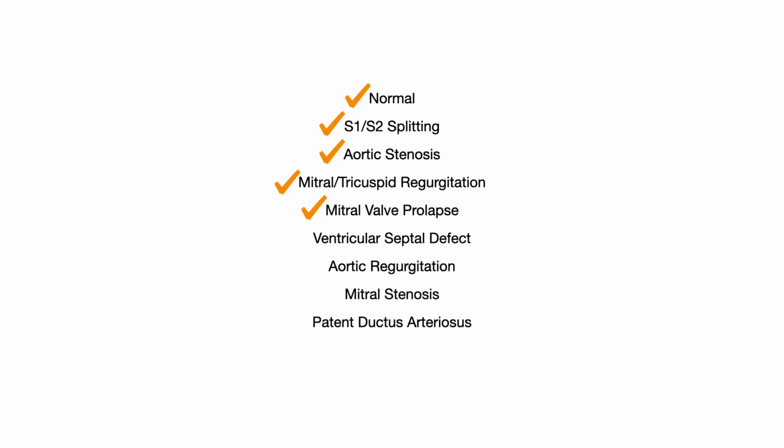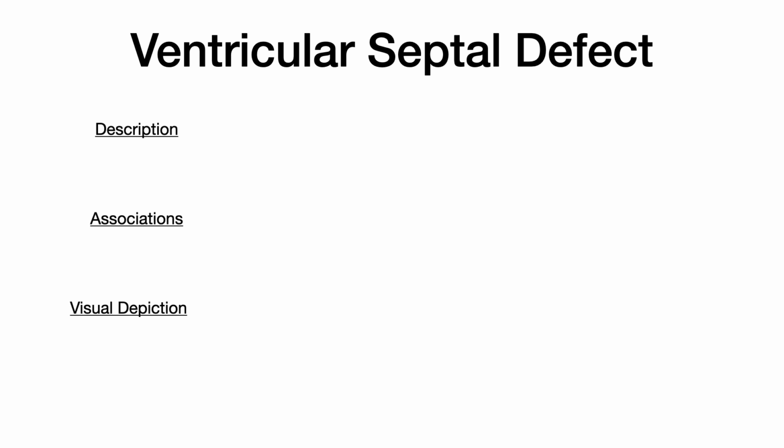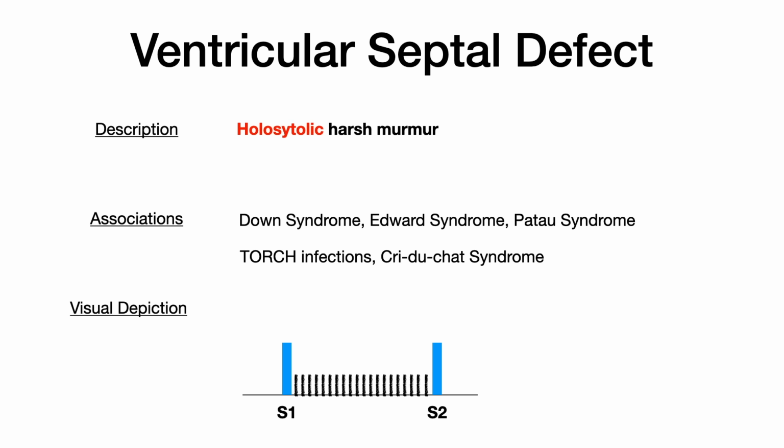All right, so here's where we are. I am super proud of everybody. You are making incredible progress learning what is obviously the most difficult section of cardiology to learn. Let's keep this rolling by talking about actually an easier murmur to learn, ventricular septal defects. So VSDs are described as holosystolic harsh murmurs.